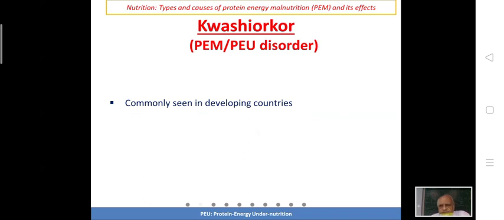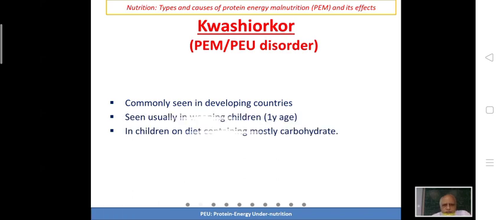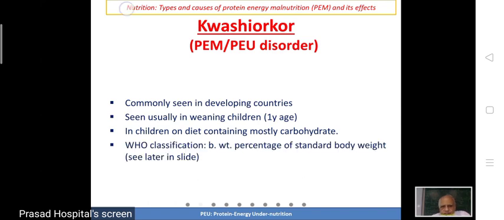It is commonly seen in developing countries. Now, India is not a developing country in the same sense. It is now getting into the more economically strong countries, but still parts of the population have this kind of malnutrition disease. It is usually seen in children less than 1 year of age, and in children whose diet contains mostly carbohydrate. In some communities, families or parts of the country, people usually give them more carbohydrate. But protein deficiency will make them Kwashiorkor-type patients.